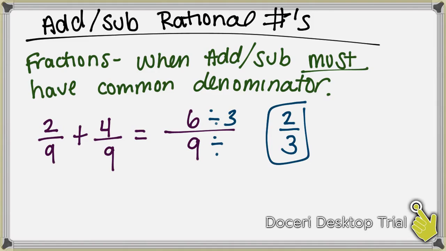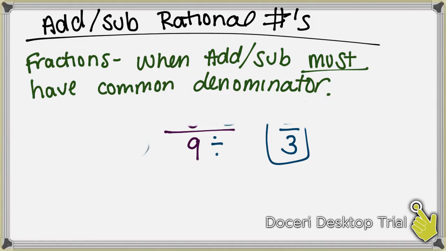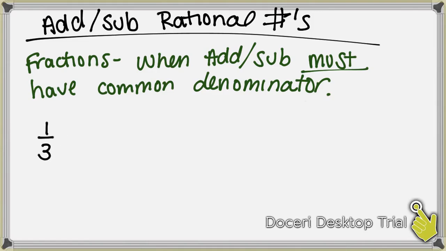Now, that was pretty simple because the denominators were the same. Let's talk about when the denominators are not the same. So if I had something like 1/3 plus 2/5, you'll notice that the denominators this time are different. So the way we're going to actually solve this is we have to find a common denominator.